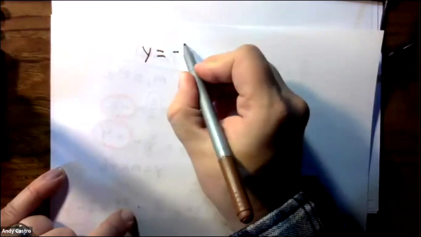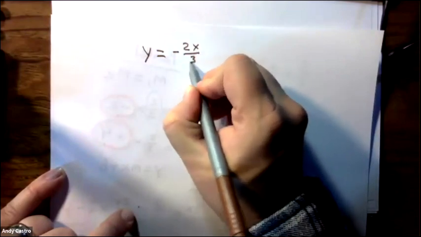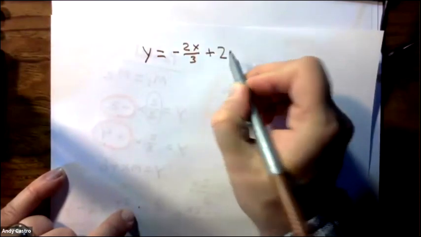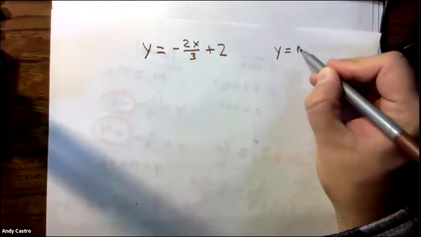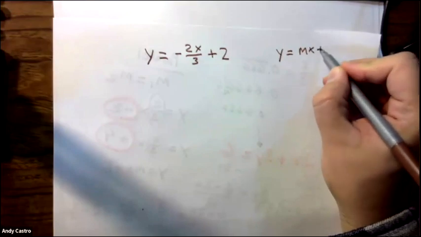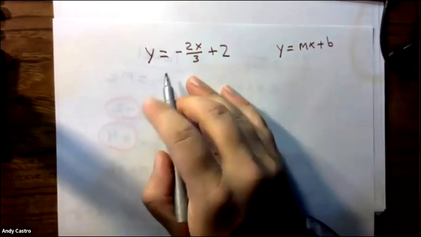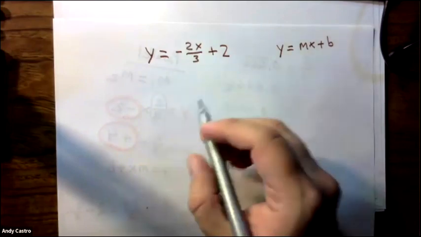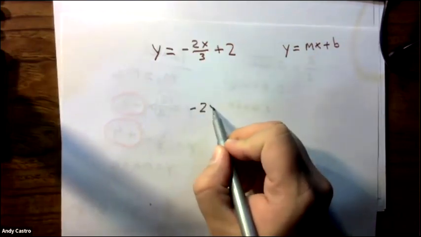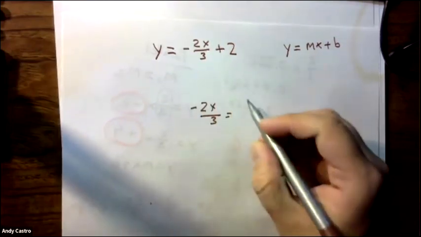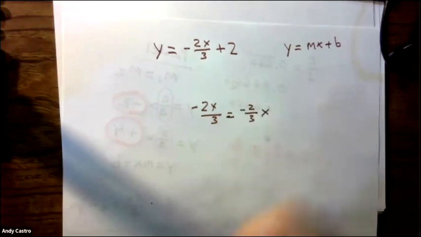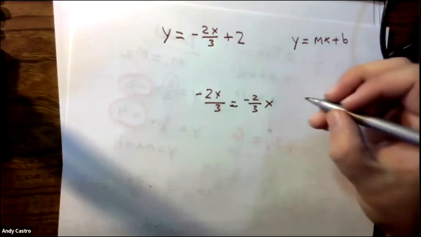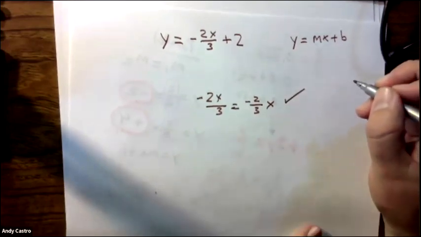So y is equal to negative 2x over 3 plus 2. All right, we're about there, right? y is equal to slope times x plus b. All right, so is this the same thing? Negative 2 times x over 3, is that the same thing as negative 2 over 3 times x? And it is. This is the same thing.